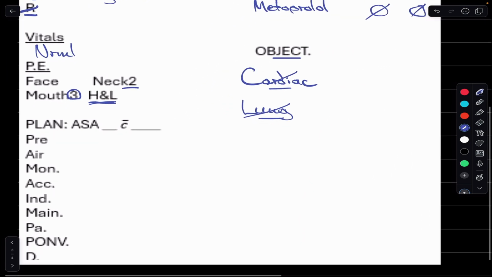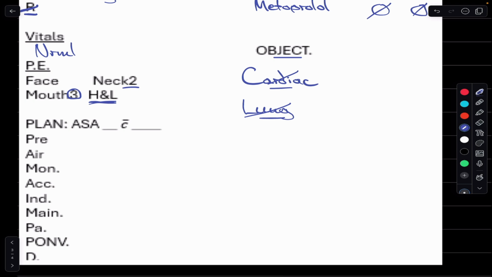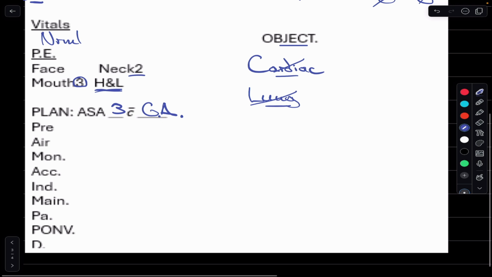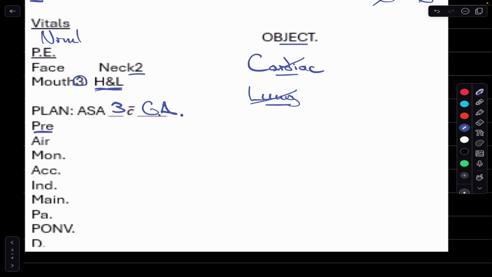Finally, once I get to the plan, the key component of the plan is going to be their ASA score. For this patient, they're automatically going to be at least an ASA 3 because their BMI is 55. So we'll say this patient is ASA 3, and this symbol here means with. So I would say general anesthesia because they're undergoing laparoscopic appendectomy.